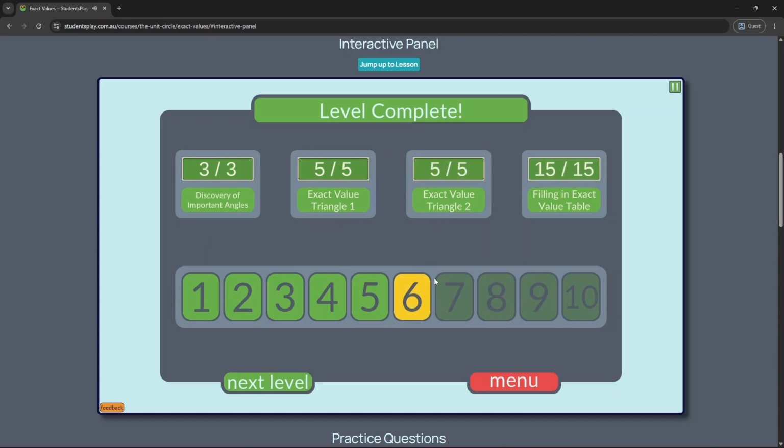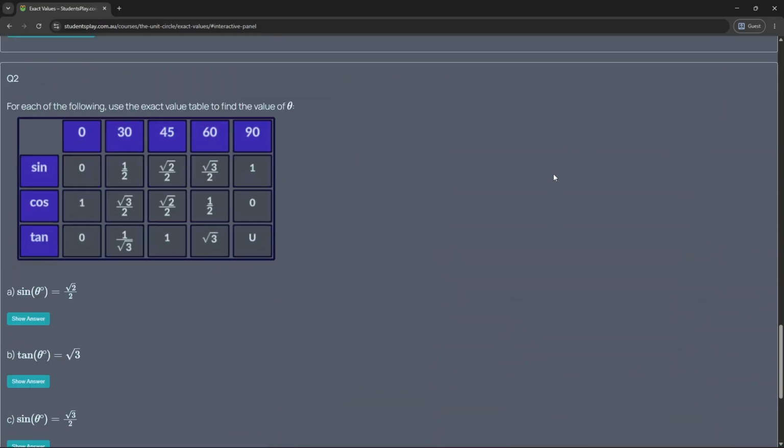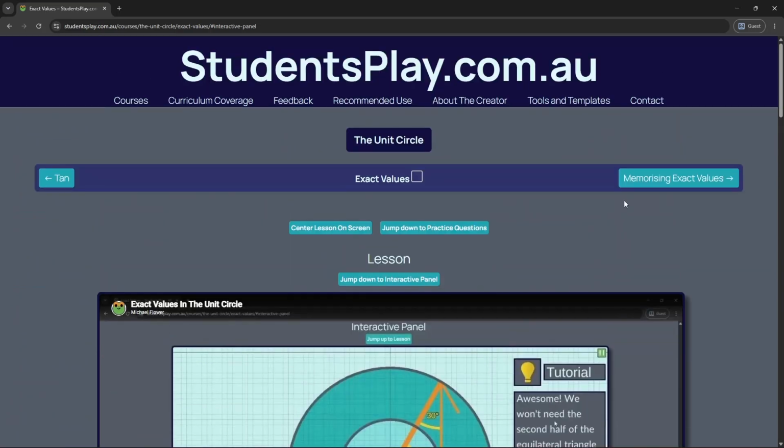We've unlocked level 6. So go ahead and do the practice questions now. Then, when you're finished, we can tick off this lesson and go to the next one.